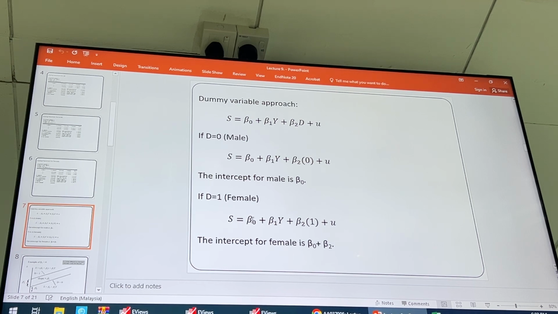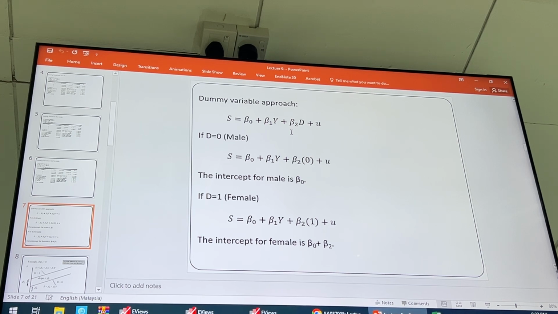So your intercept now is beta 0 plus beta 2. For the case of male, the intercept is beta 0 only, because the dummy is 0. For the case of female, the intercept is beta 0 plus beta 2. The slope parameters are the same for both categories, male and female, if you use this model. But later we will consider a model that allows the slope to be different as well.